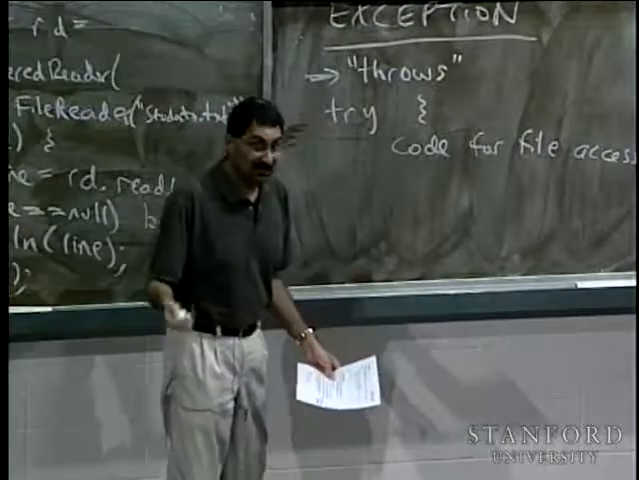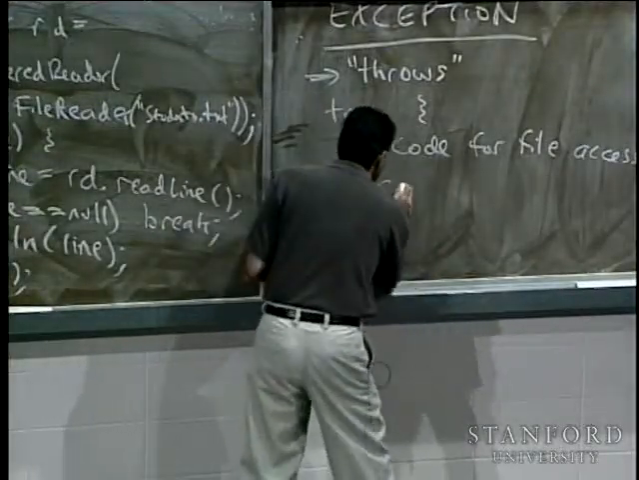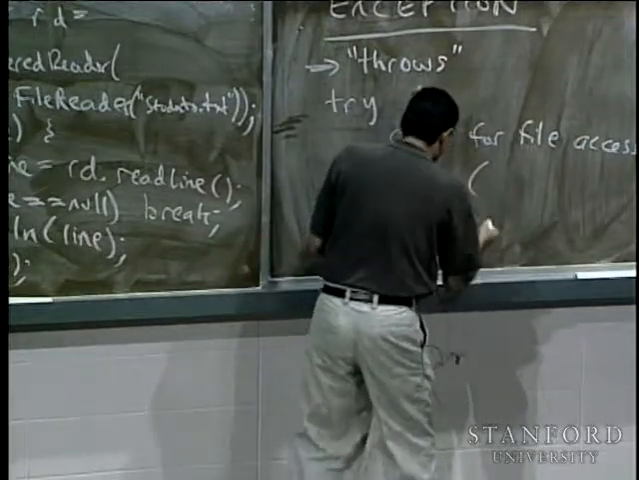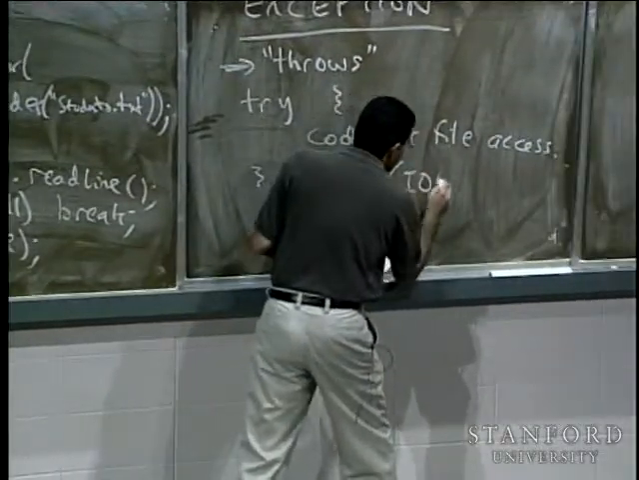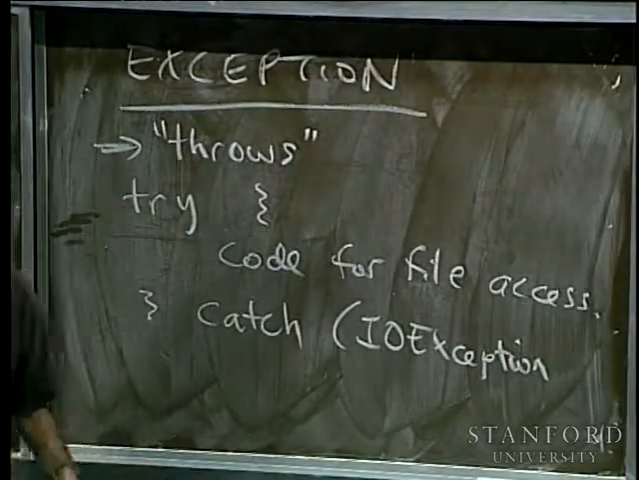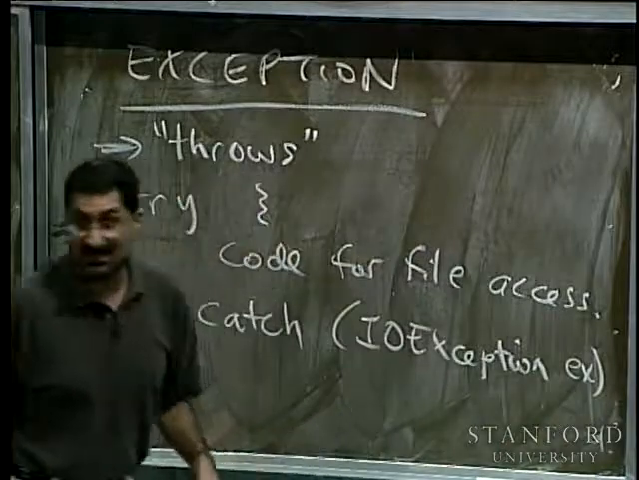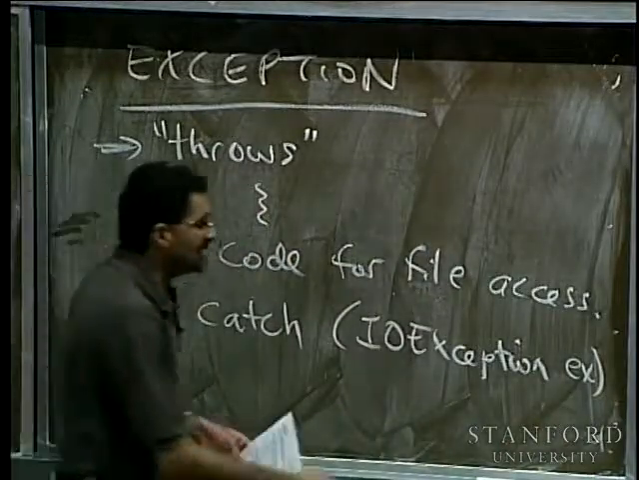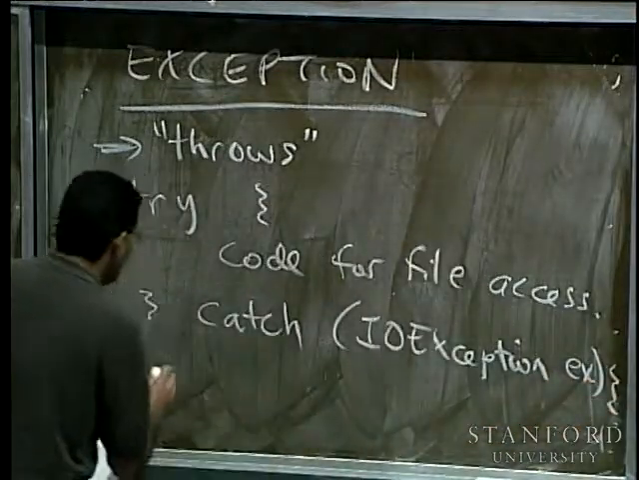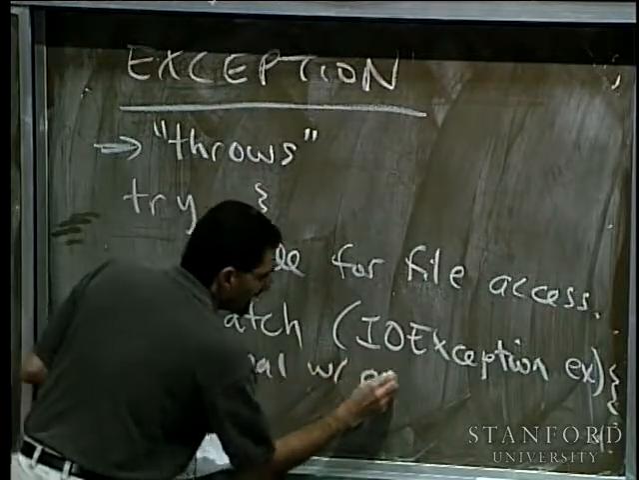Now, what happens if it does throw an exception? You have something over here where you write catch. What you're going to catch in this case is something called an I/O exception, because it's an exception that happens when you're trying to do I/O, or input-output. And there's this EX thing, which is actually the exception. It's that little envelope that you actually catch in your hands. And then you have some code here, which is how to deal with the exception.